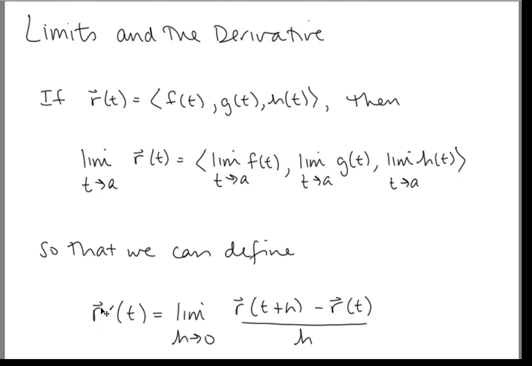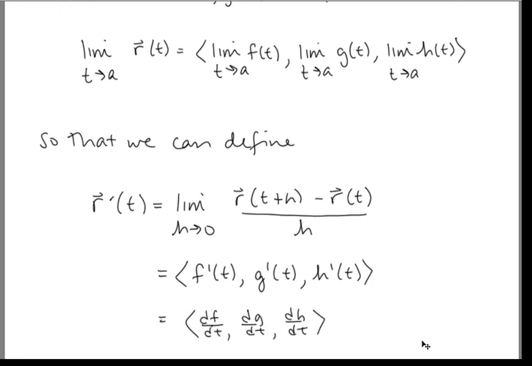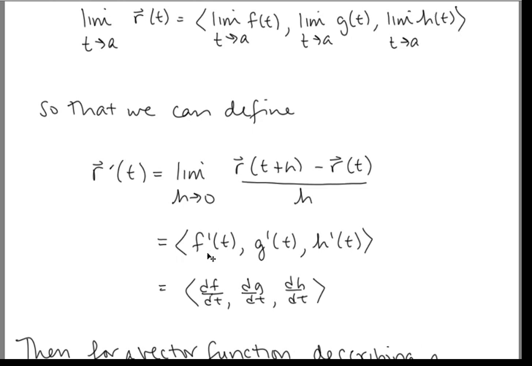And then with that definition of limit, we can talk about a derivative. We can talk about vector function r prime of t being the limit as h goes to 0, r of t plus h minus r of t over h. And as you would expect, our component functions for the derivative are then f prime of t, g prime of t, h prime of t. And of course we could use the other notation as well.